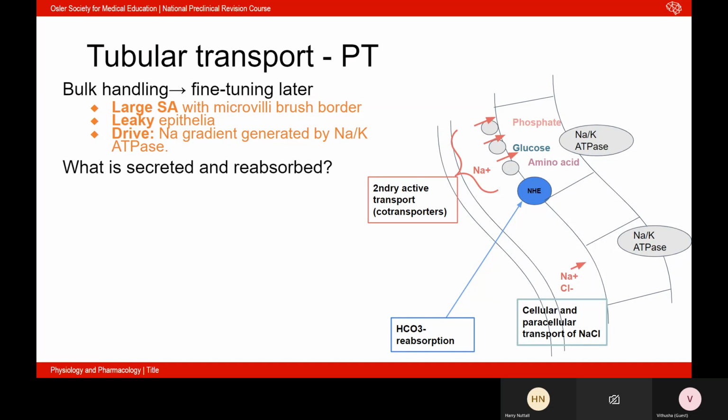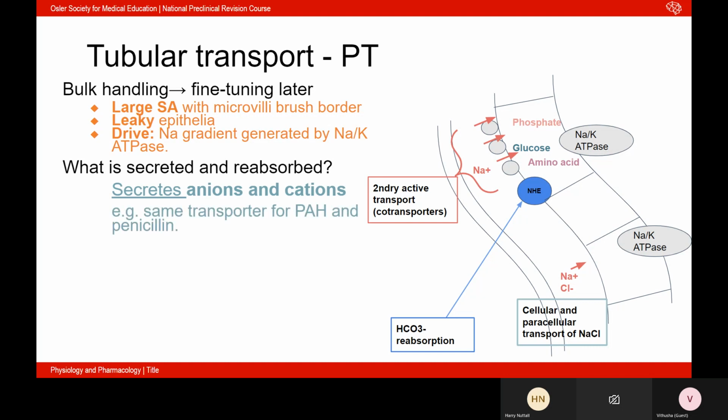So what is secreted and reabsorbed here? Organic anions and cations are secreted. So for example, para-aminohippuric acid and penicillin will use the same transporter to be secreted. So that's just a syllabus point there. And what's reabsorbed is the water and salt. So as we mentioned, isotonically, about 67% occurs here. So that's really some bulk handling, and that's through osmosis.